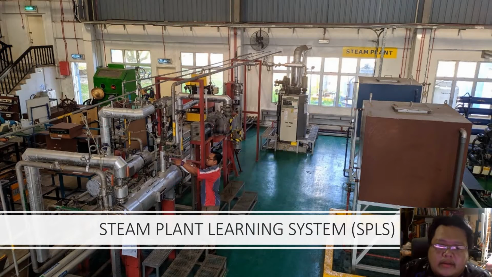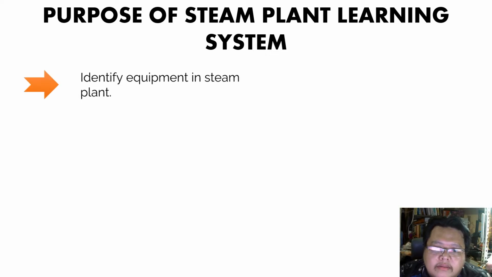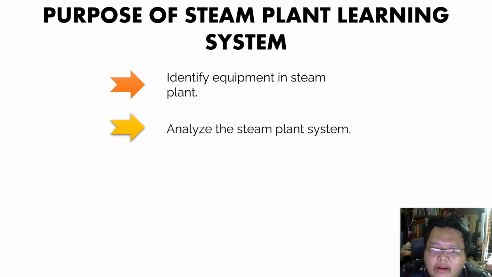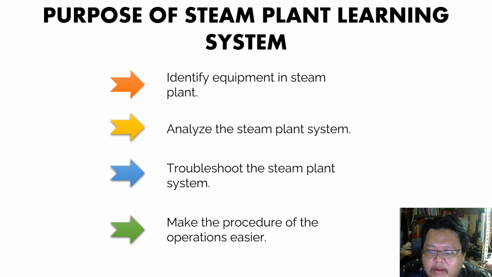This is our assignment group task, the Steam Plant Learning System, SPLS. The purpose of the Steam Plant Learning System is, first, to identify equipment in the steam plant, second, to analyze the steam plant system, third, to troubleshoot the steam plant system, and finally, to make the operation procedure easier.